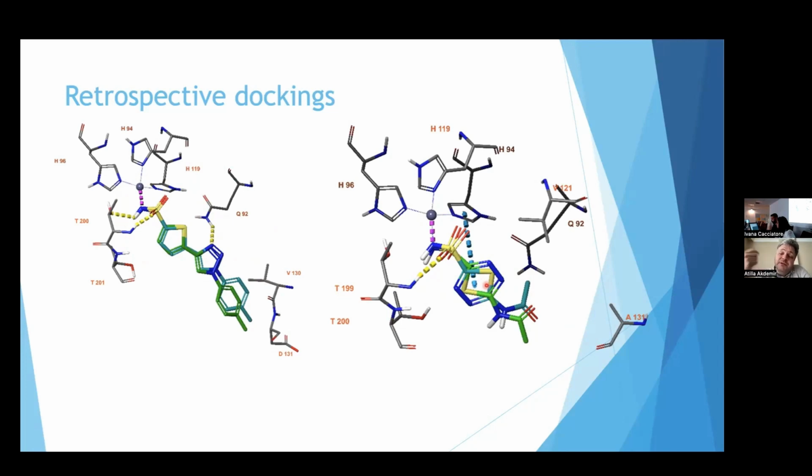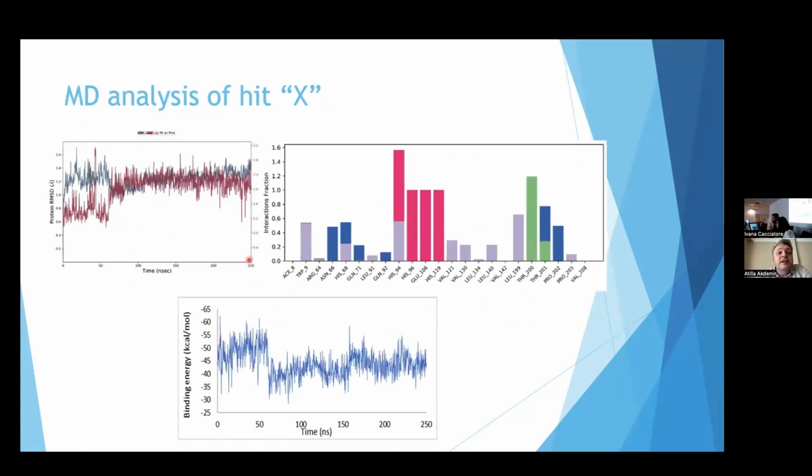So for 1, 2, 9, and 12. That was more or less 50 crystal structures that we had to subject to retrospective docking validation studies. Now I am discussing just shortly an MD simulation of a hit. I'm not showing any two-dimensional ligand structures, so unfortunately, I'm just showing you these results.